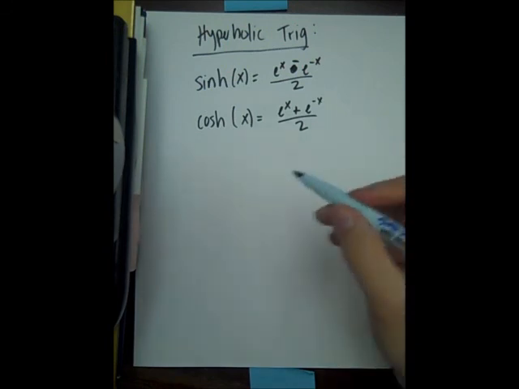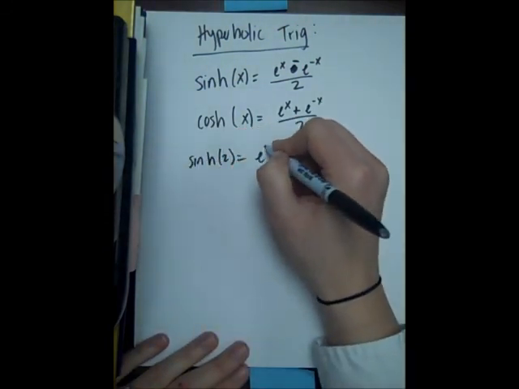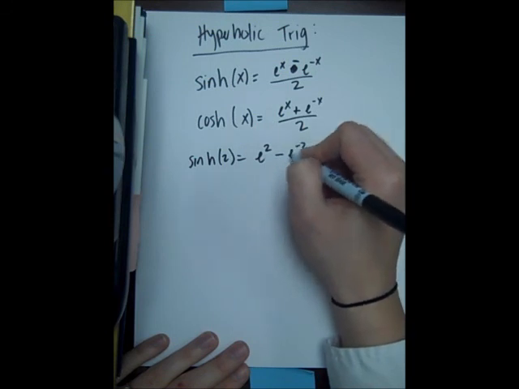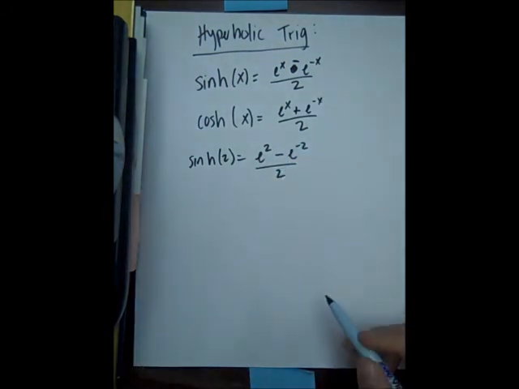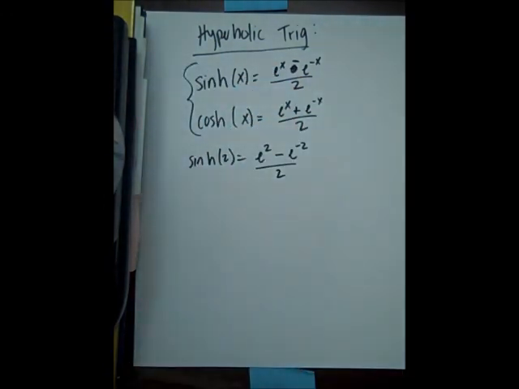If you want to figure out what hyperbolic sine of 2 is, it would be e squared minus e to the minus 2 over 2. Plug that in your calculator and get some sort of decimal approximation. So these are the two hyperbolic functions that we're going to work with. It's just important how they're defined.